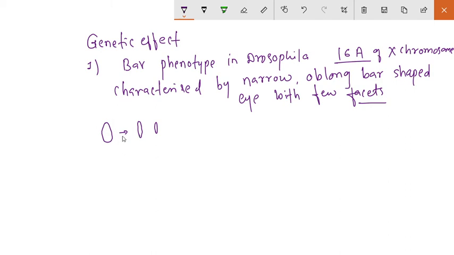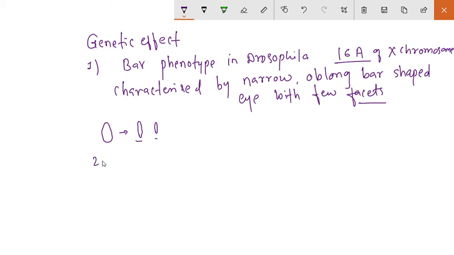पण त्या ठिकाणी जसं आपण या ठिकाणी हे 16A डुप्लिकेट होत जातं तसं त्या ठिकाणी तो कसा होत जातो, नॅरोइंग होत जातो. ओके, in the next lecture I will show you the figure of this bar shaped phenotype in the Drosophila.